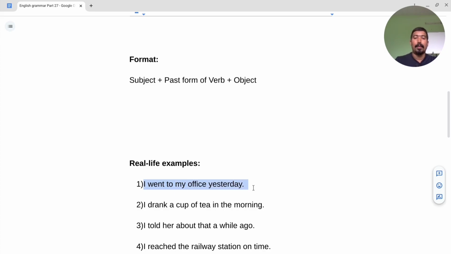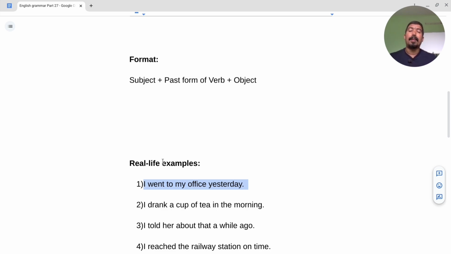So we will look into one of these examples right here. I went to office yesterday. This is today. I am talking about something which I did yesterday. I went to my office yesterday. Subject is I. What is the past form of verb? Past form of go is went. My office is the object part, and time yesterday we can add at the end.